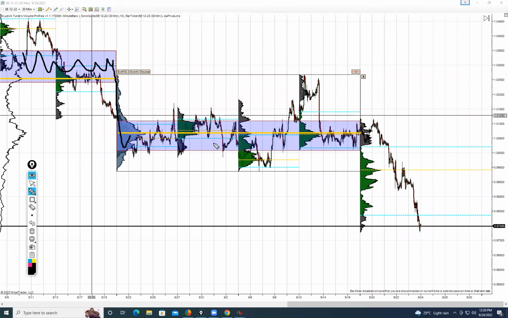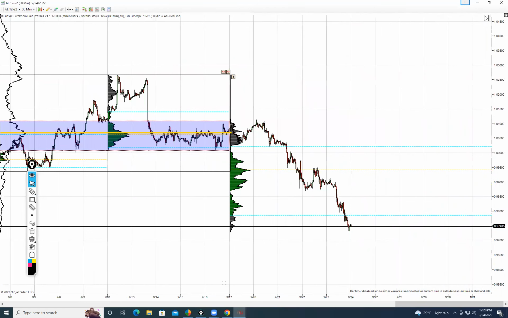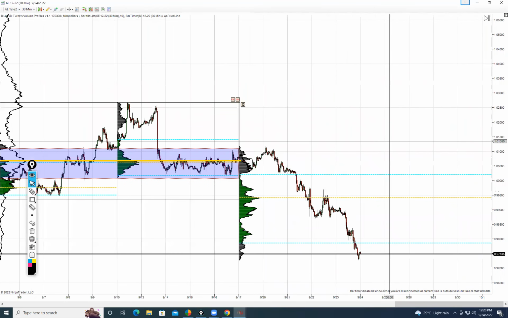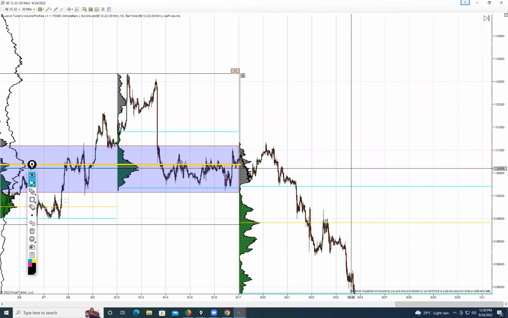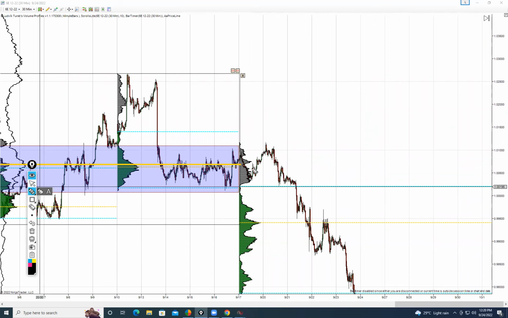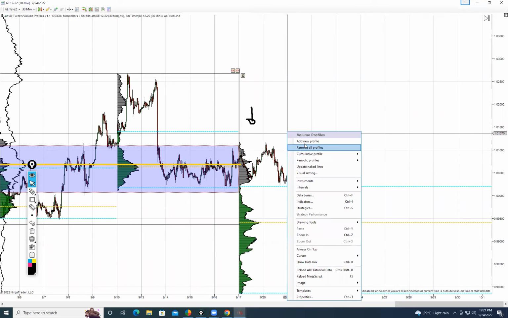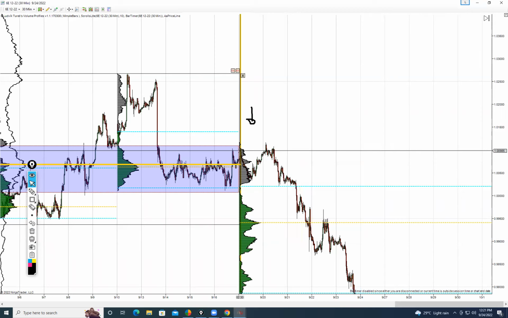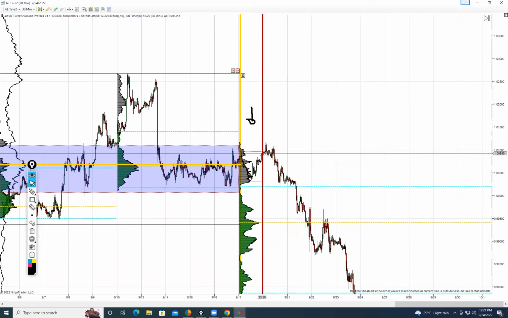So last week, what happened is we saw that we had closed within the boundaries of the value area, and we had closed right above the volume control. So on Monday, right here, if I can just highlight its profile, let me show you what happened.